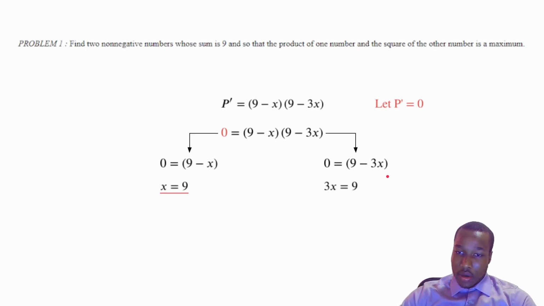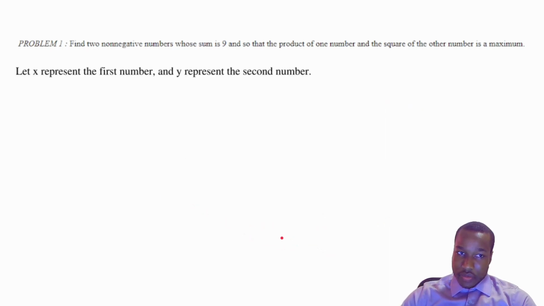As for this side, we can add 3x to both sides. We get 3x equals 9. Divide both sides by 3, which allows us to cancel out the 3 from 3x. And then we're left with x is equal to 3. So from here we have two possibilities. Either one of the numbers is 9 or 3.